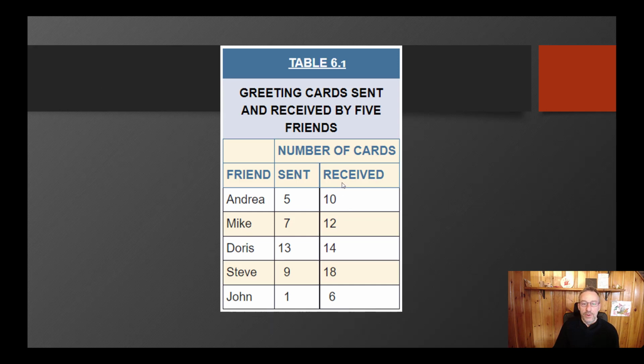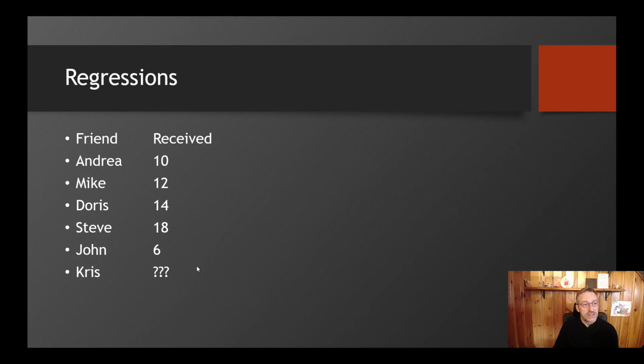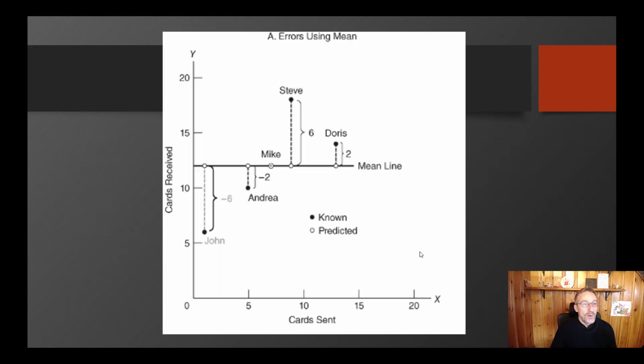Let's say we are looking at cards received. And so we got Andrea 10, Mike 12, so on and so forth. Let's say we add a sixth person. What would your prediction be for how many cards they would receive? So if we add one more person, if you were to guess, what would your prediction be for how many cards this person would receive? Think about it. Hopefully you got a decent guess.